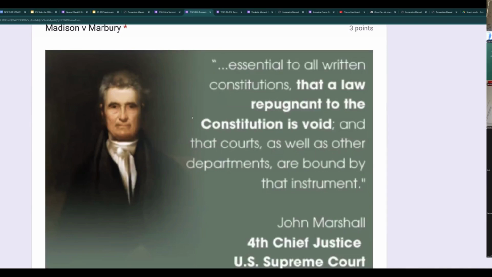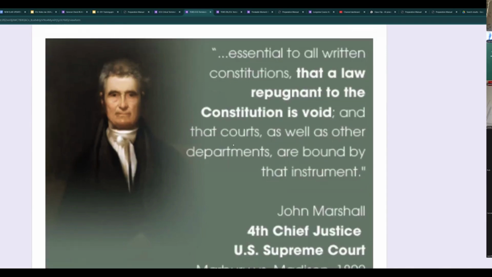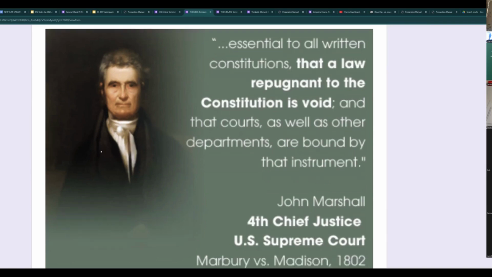Marbury versus Madison came up in our social studies. This is when we have to check the constitutionality of these proposals. The courts have to basically cross-reference and make sure that laws are constitutional. And I'm really glad that that's there. I'm hoping that they're using that.